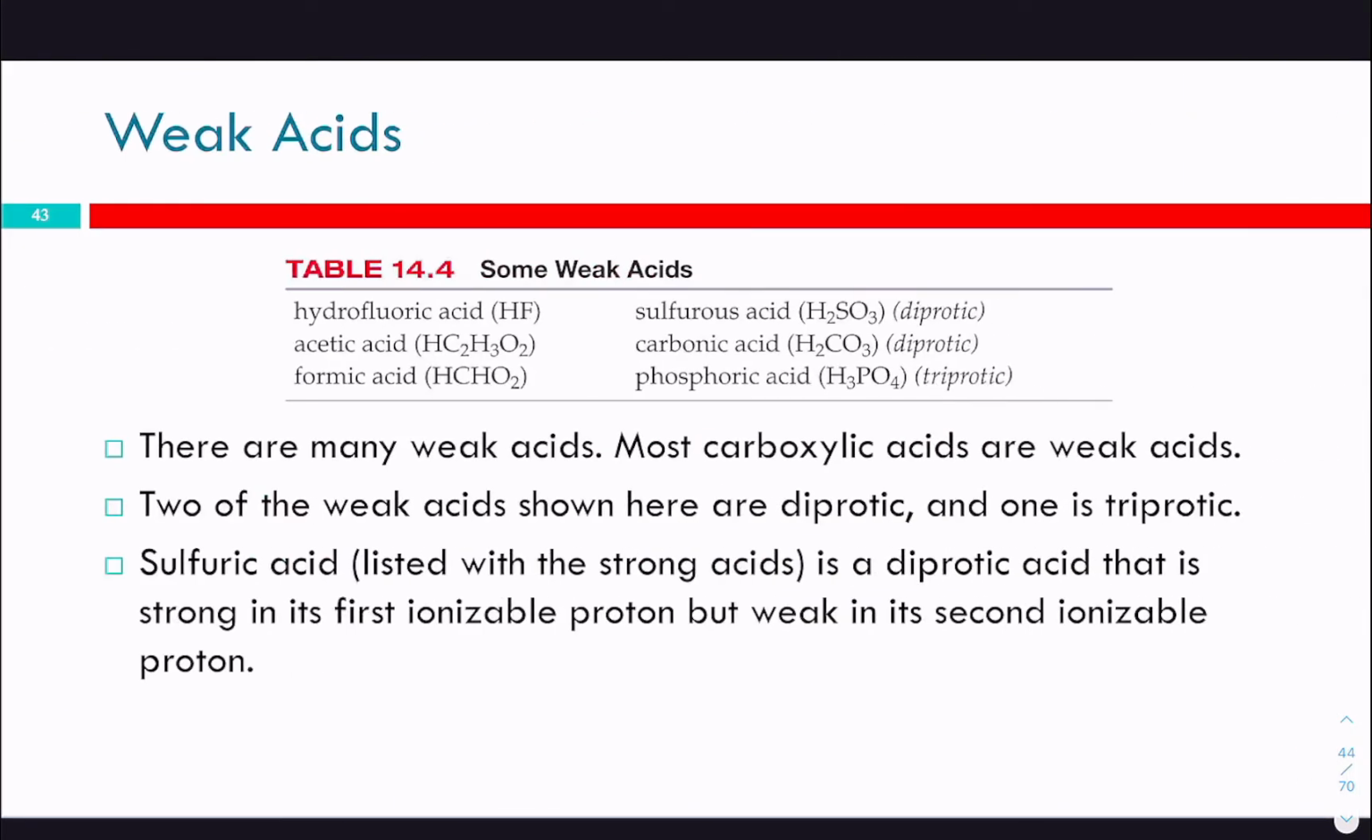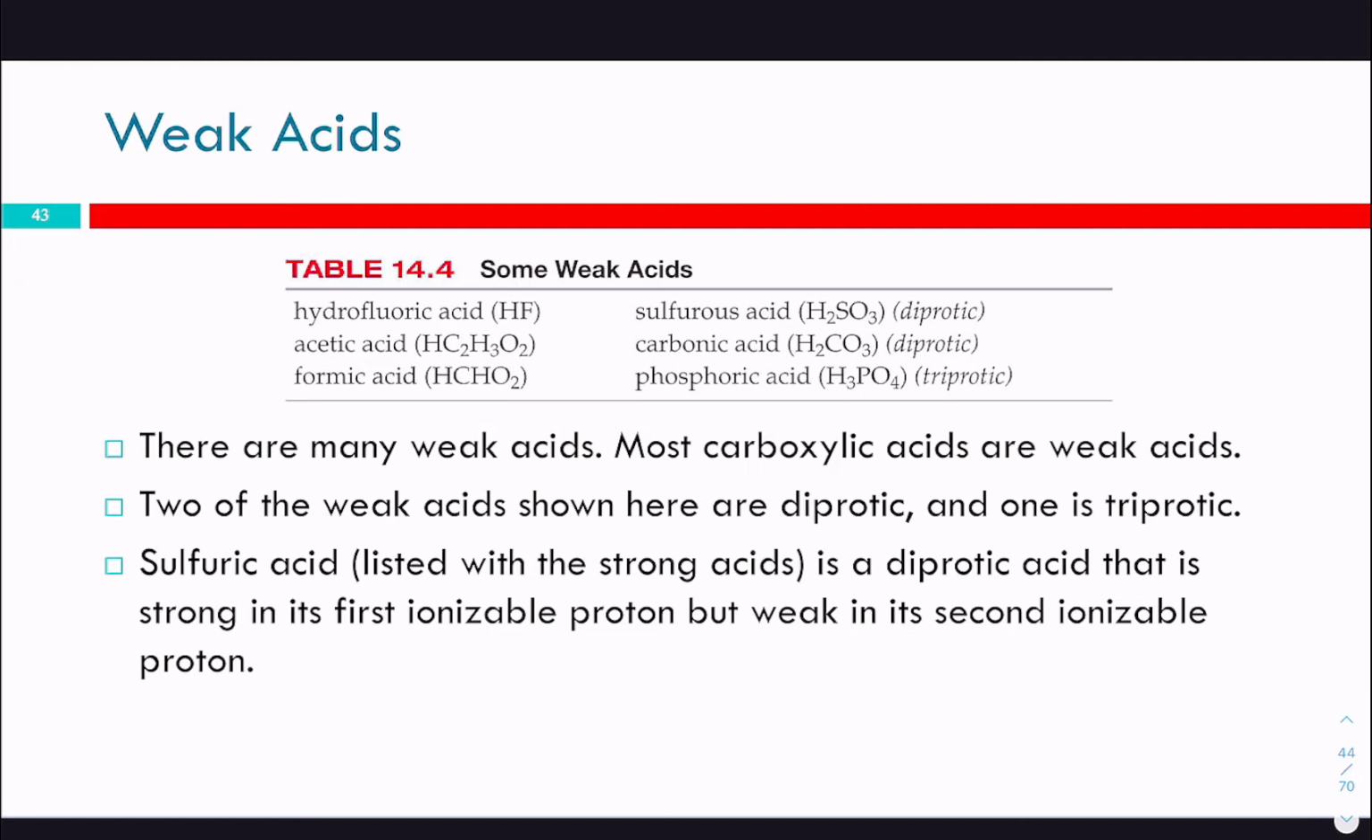You've got a table of some weak acids here. There are a lot of them. A lot of them are carboxylic acids, which is an organic chemistry term. Two of the weak acids here are diprotic, and one is triprotic.